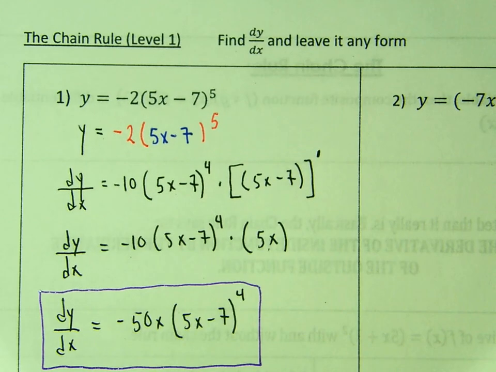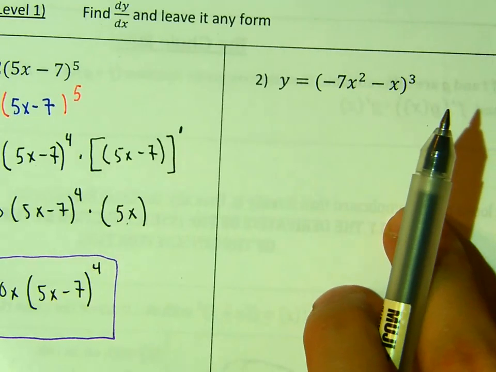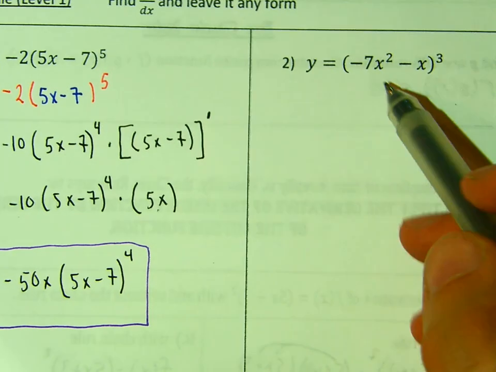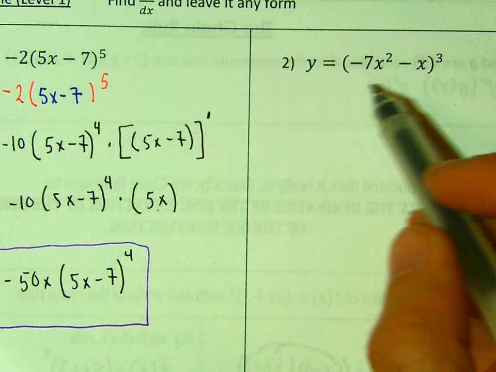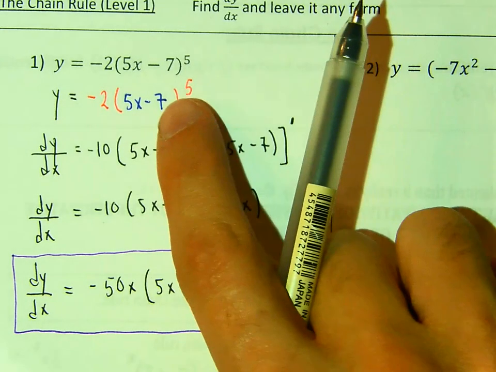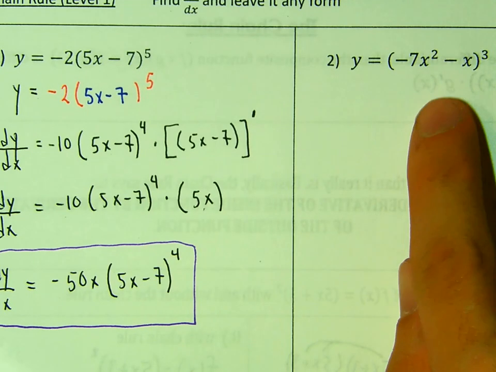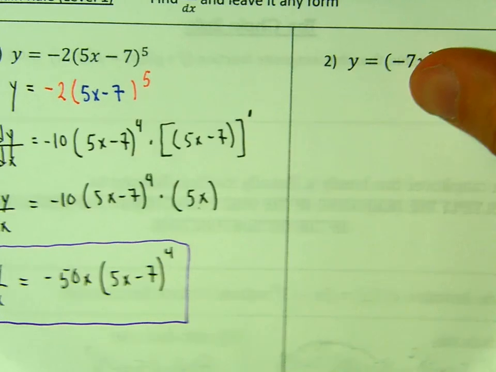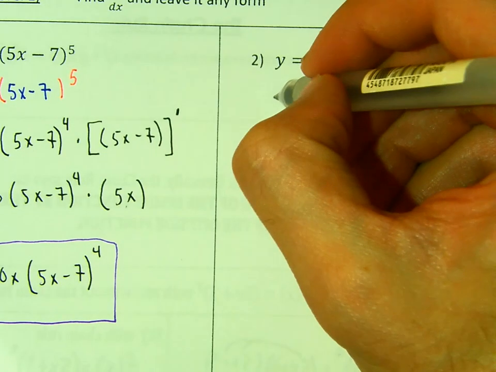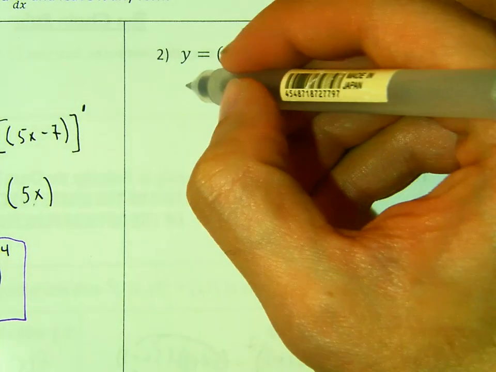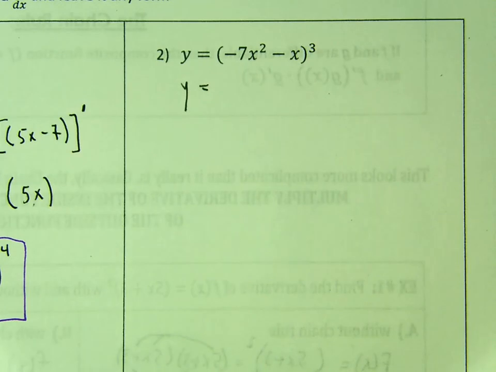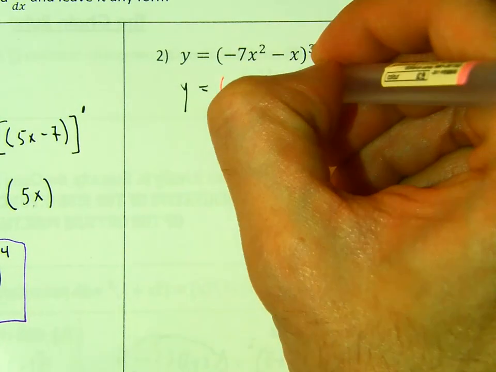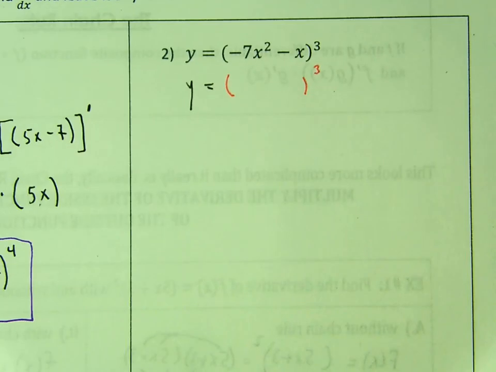Okay. What I want you to do is take your time, and try not to just watch me do everything. Same idea here: find dy dx, set it up using the colors, and take the derivative, all right? So what would the setup be for this one? So here, this is y equals, first we go outside, then we go inside.